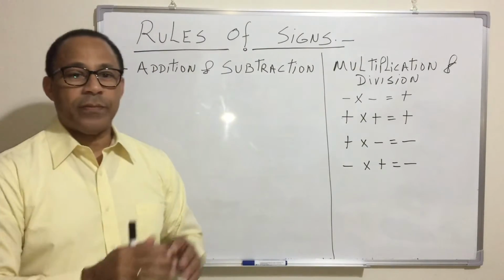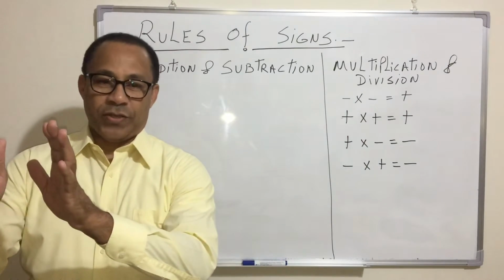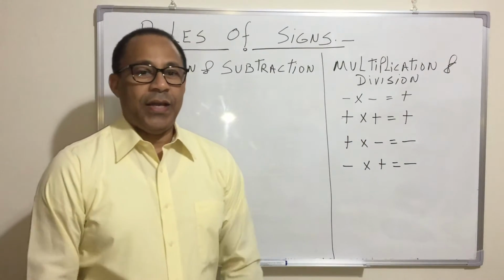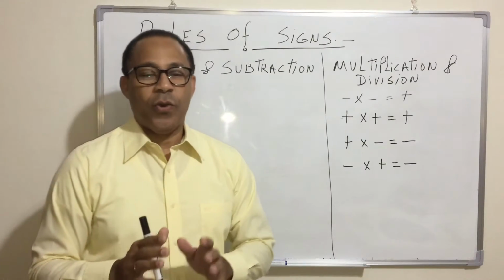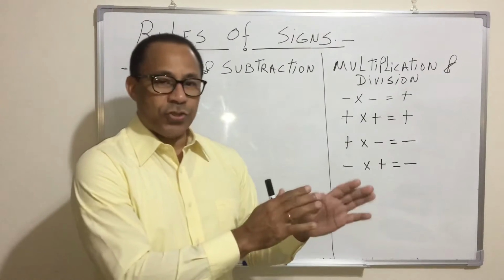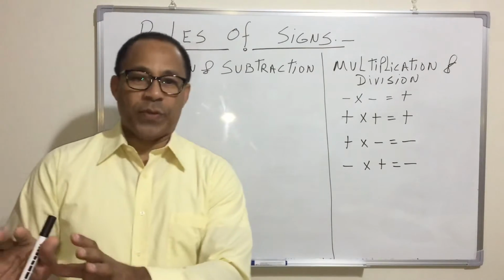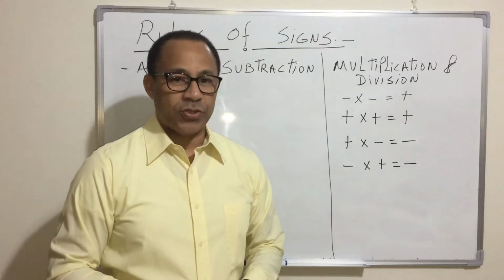Today we are talking about the rules of signs in two big groups. Those groups are addition and subtraction, and multiplication and division. Let's pay attention to this part. We need to identify when that rule will be used for addition, subtraction, multiplication and division. Let's begin with addition and subtraction.